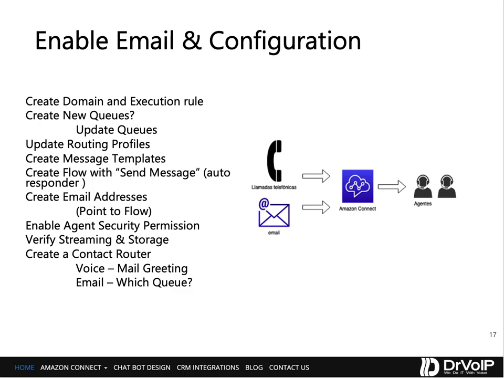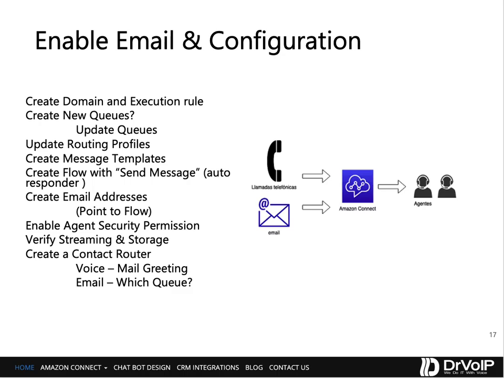We're going to then update the routing profiles to reflect the use of this new channel and also to indicate how many simultaneous contacts an agent can handle. We'll create a message template, and think of a message template as kind of like an autoresponder. And that's what we're going to do. We're going to create a contact flow with an autoresponder in it using the send message block.